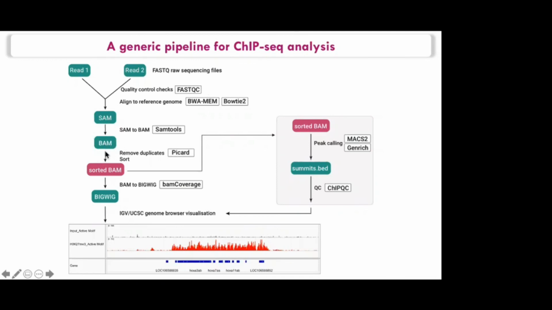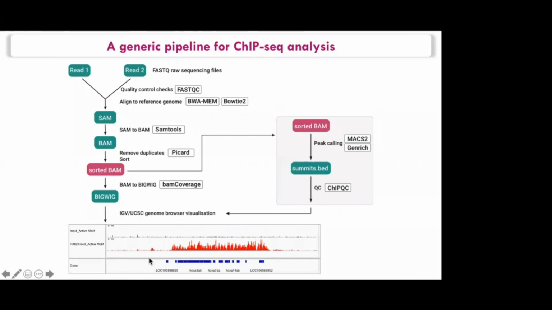Once you have the BAM files, you can use them for peak calling. So either using MACS2 or Genrich, you call these peaks, and then you can use them later for motif analysis or downstream analysis. Sorted BAM files can also be converted to BigWig files for visualization on IGV or the UCSC genome browser.